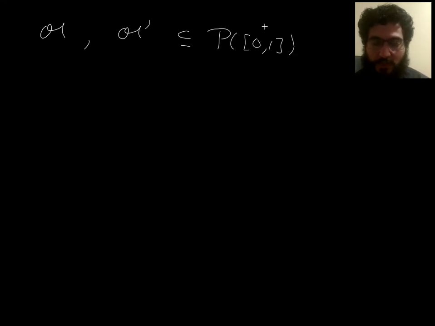Remember those sets that we defined in the previous lecture? They were both collections of subsets of the unit interval [0, 1], right? This was the set of elementary sets, and this was the set of Jordan measurable sets.